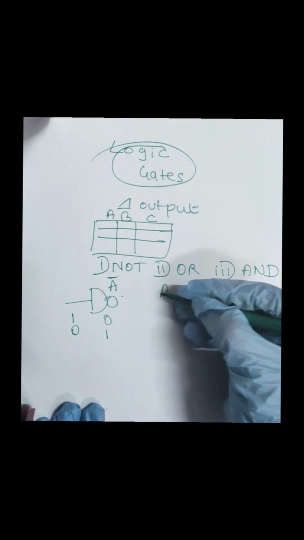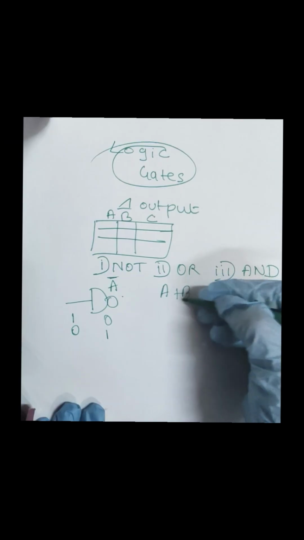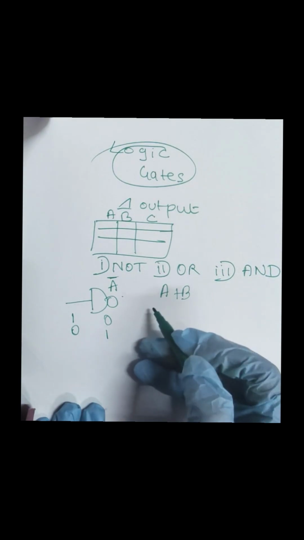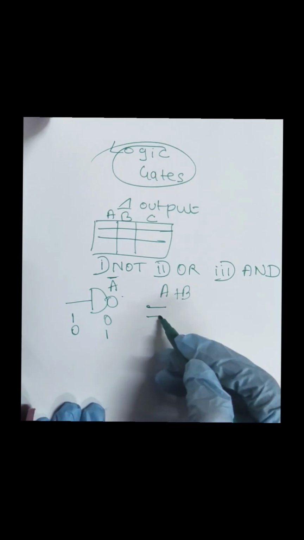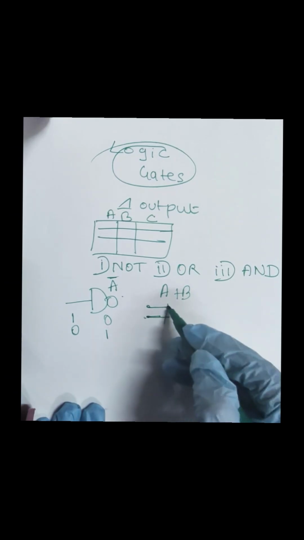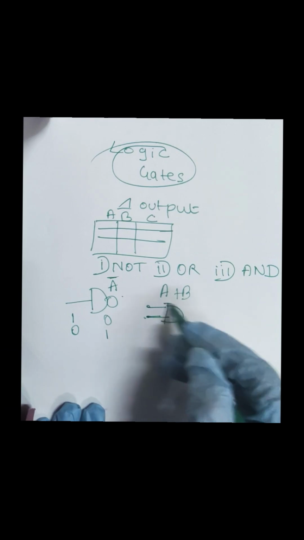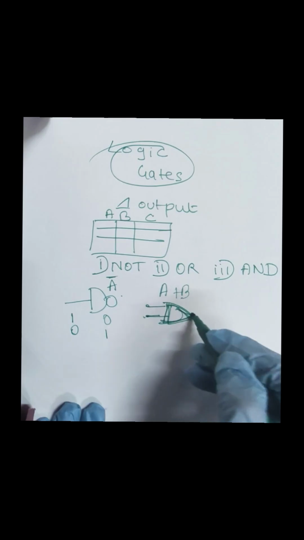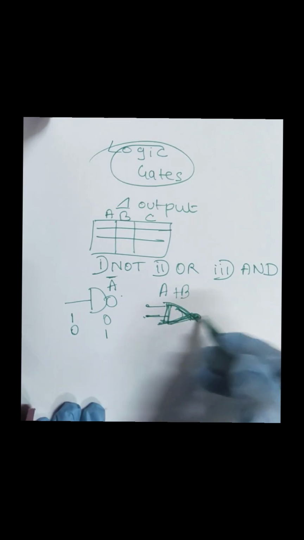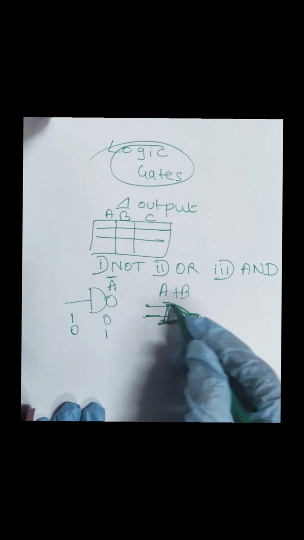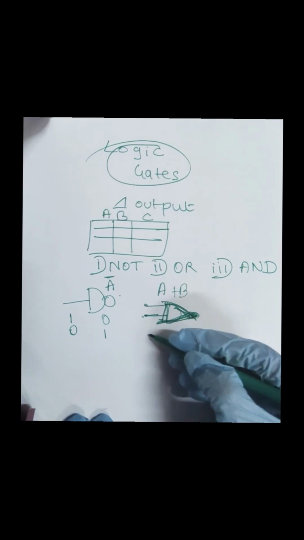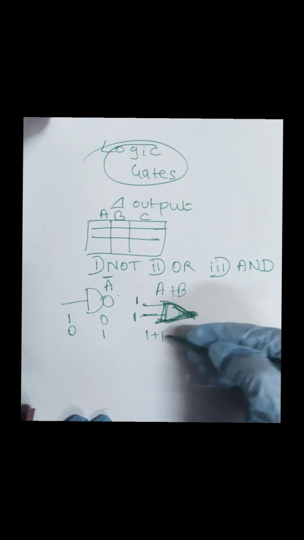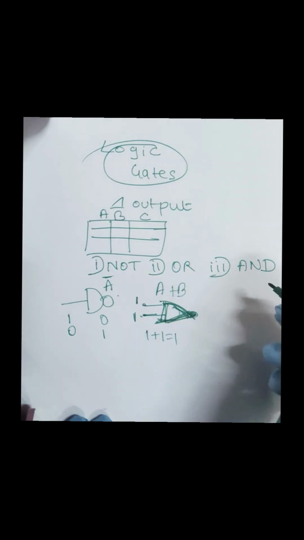OR means A plus B. For OR, you need 2 inputs. You should draw it like this, a bit sharp at the end. This is OR. If I put 1 plus 1, it is 1. So this is OR.